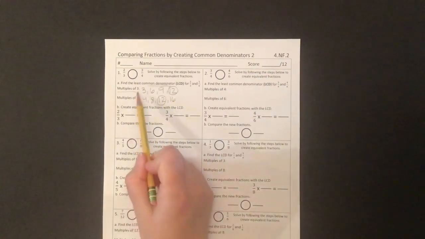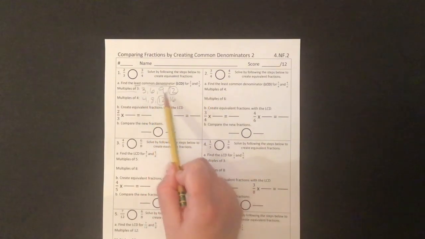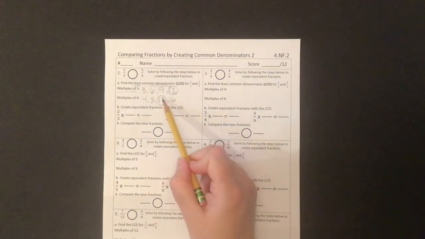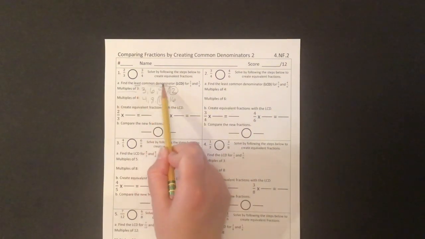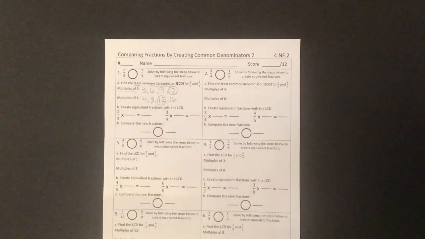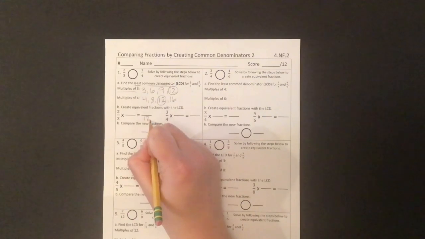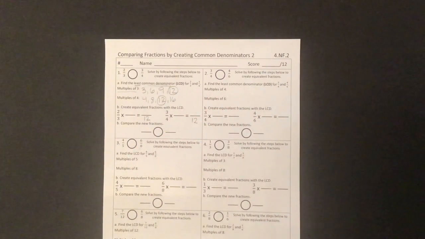Now, when we're talking about the least number, sometimes on the list you'll have 2 or 3 numbers that would work. And it's usually easier to just pick the lowest number, so that's why it's called the least common denominator. So here we go. We want 12 as our new denominator. We'll go ahead and find equivalent fractions.